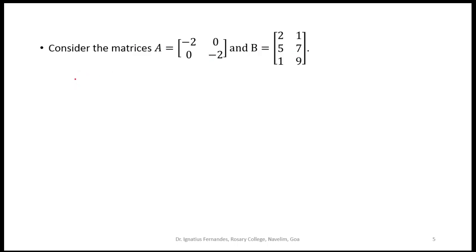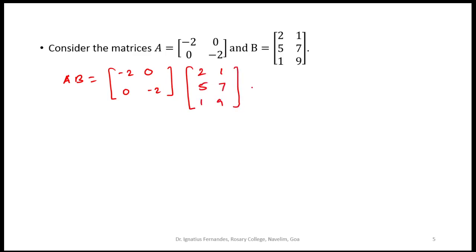Okay, so if I want to find out A into B, A into B is minus 2, 0, 0, minus 2, and let's say I want to multiply it to 2, 1, 5, 7, 1, 9. Now, if I want to multiply, what is the condition? That the number of columns here should be same as the number of rows.